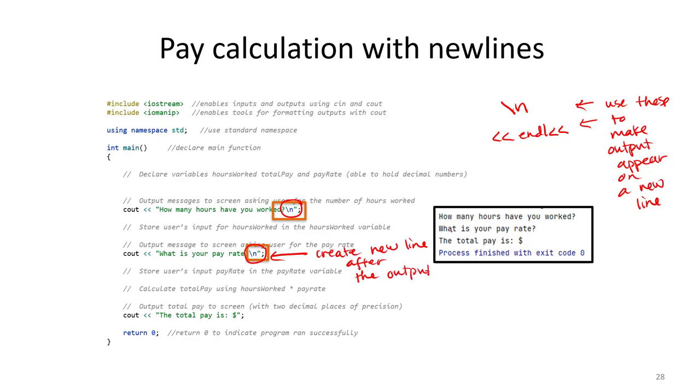So we'll output "how many hours have you worked?" and then notice the new line. The next one, "what is your pay rate," appears on the next line. We have another new line, so the next output starts below it to give us the total pay. Let's take a moment to demonstrate this in CLion.